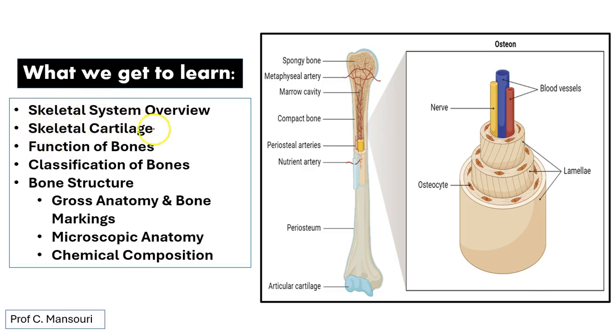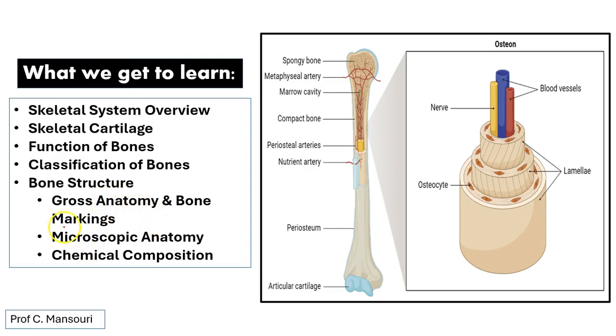Then we'll focus on skeletal cartilages. That's going to be our hyaline, our fibrocartilage, which is made of fibroblasts, and our elastic cartilage. Then we're also going to get into osseous tissue or bone tissue. Then we're going to focus on the function of bones, and we have 7 important functions that we normally see, classifications of bones based on their shape and locations, and then finally get into that bone structure. So we'll see some gross anatomy and some bone markings to help us be able to identify different parts of bones and why some parts may look a little bit different.